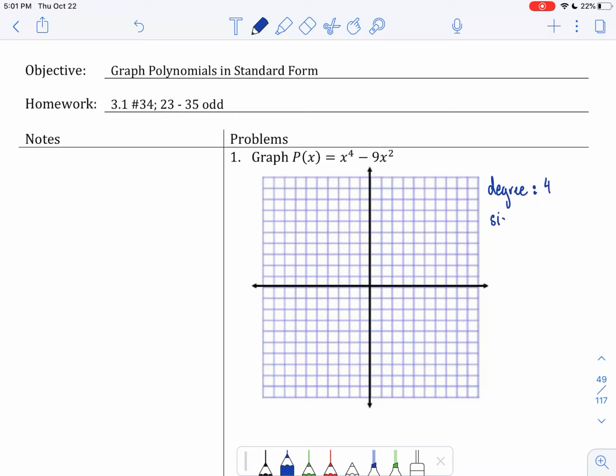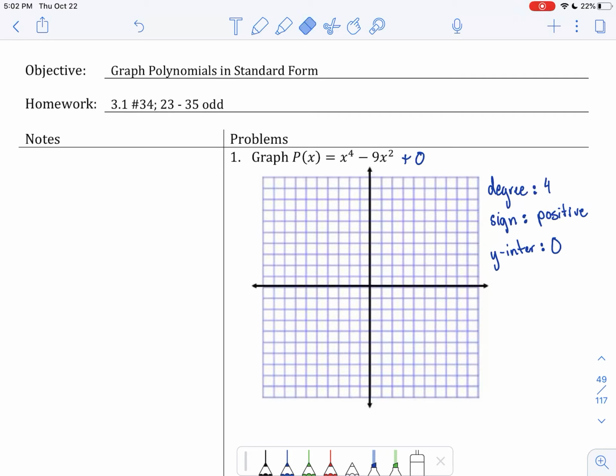So our degree here is 4, and our sign is positive, because for those, we're just looking at that leading term. Our y-intercept, since we can either plug things in, or we can see if there's a constant term. Again, that only works for polynomials. It doesn't work for other types of functions. So if we plug in 0, it becomes 0 minus 9 times 0. Also, you notice that there isn't a constant term. It would be plus 0. So these ones are easy to find.